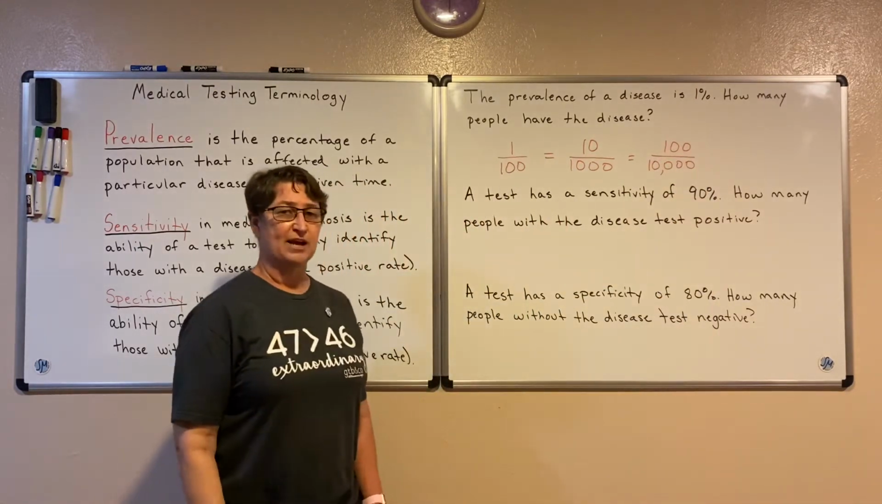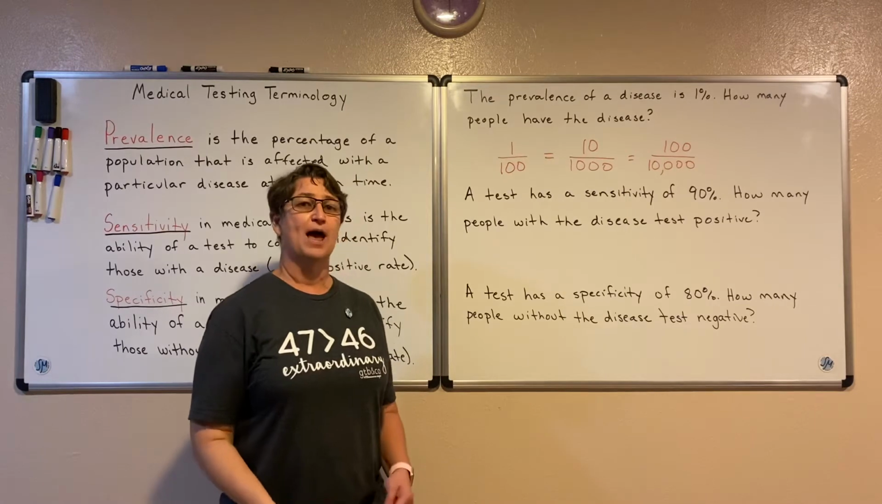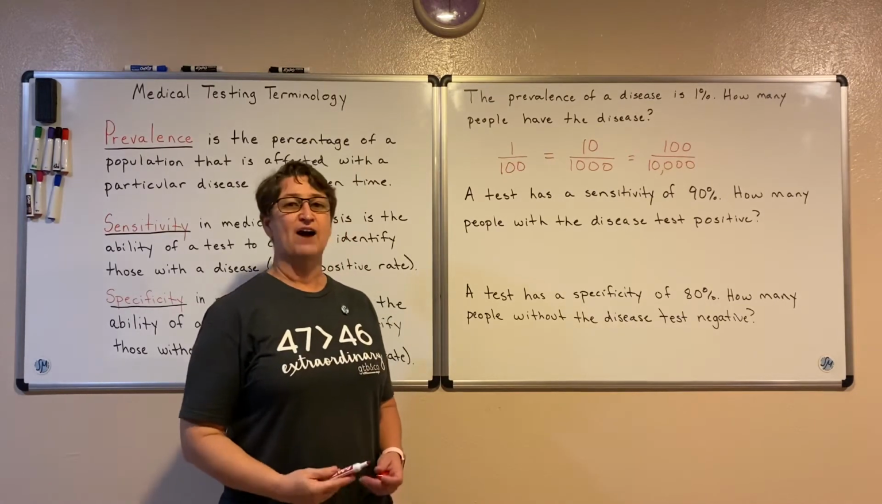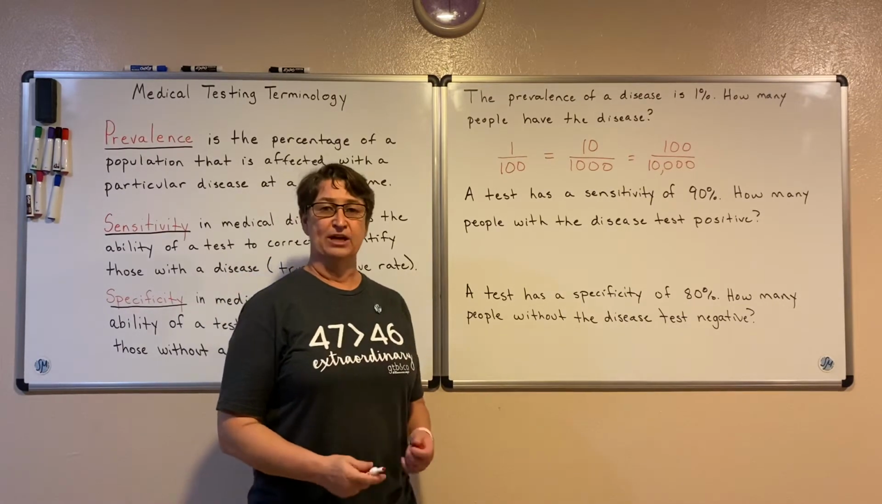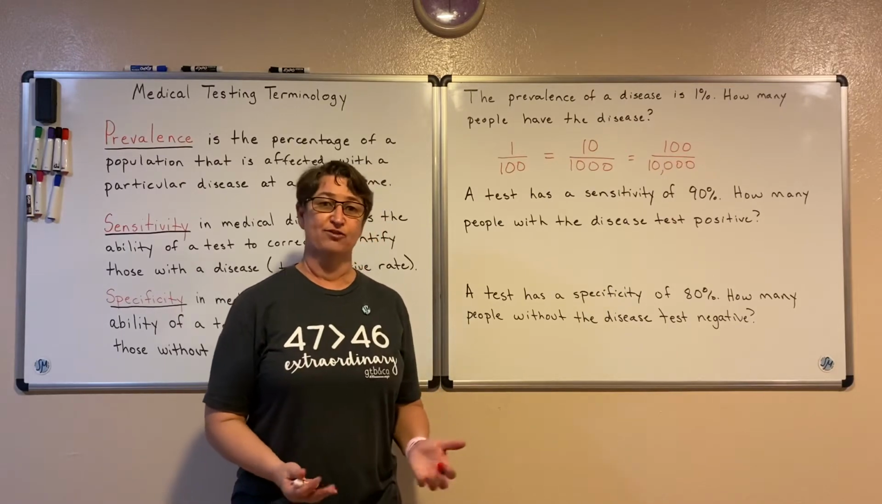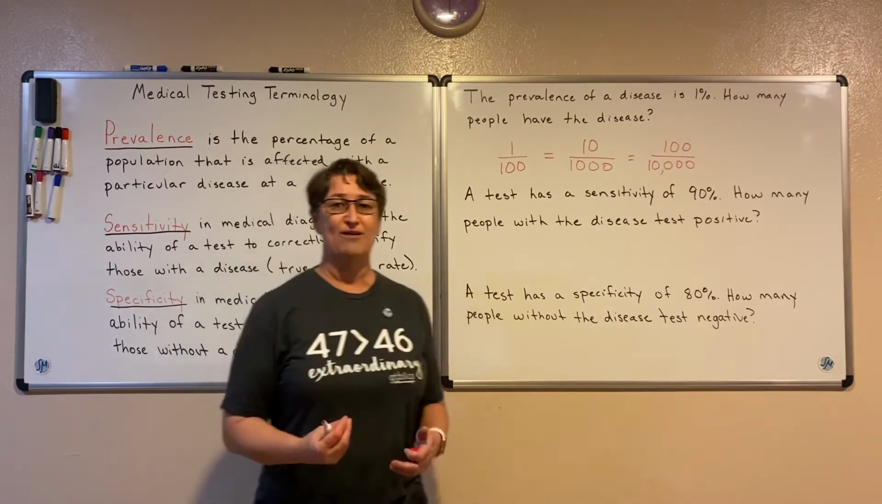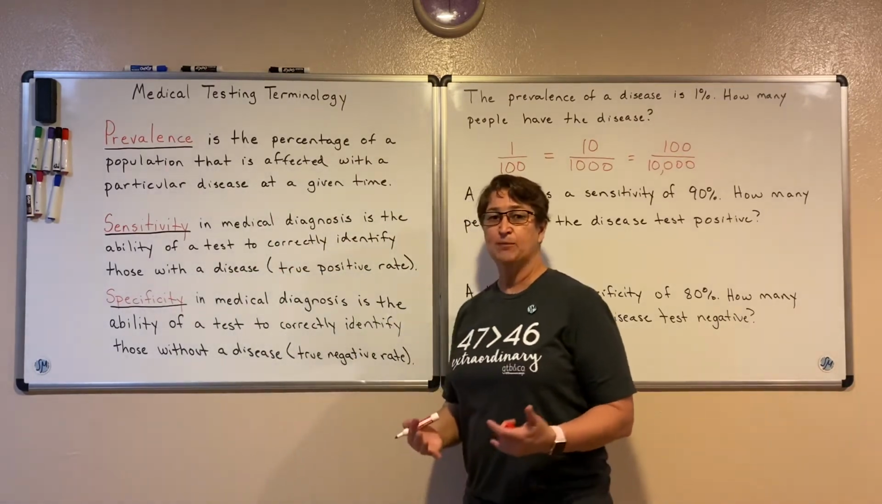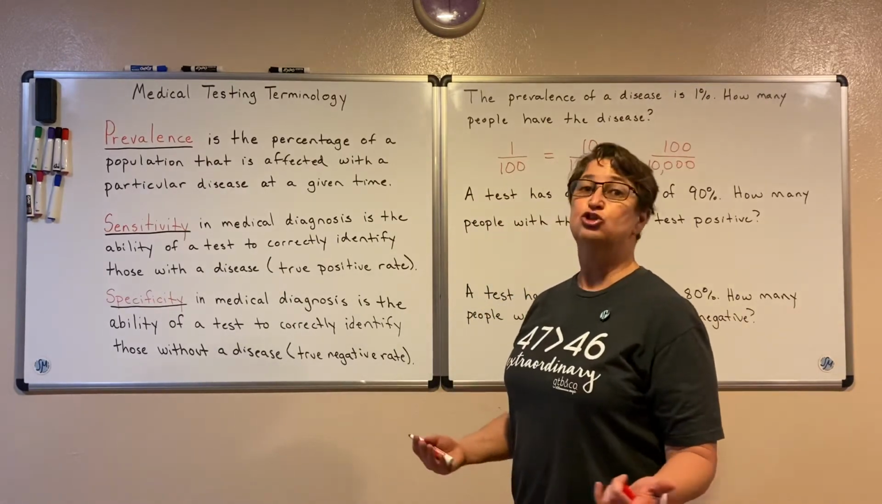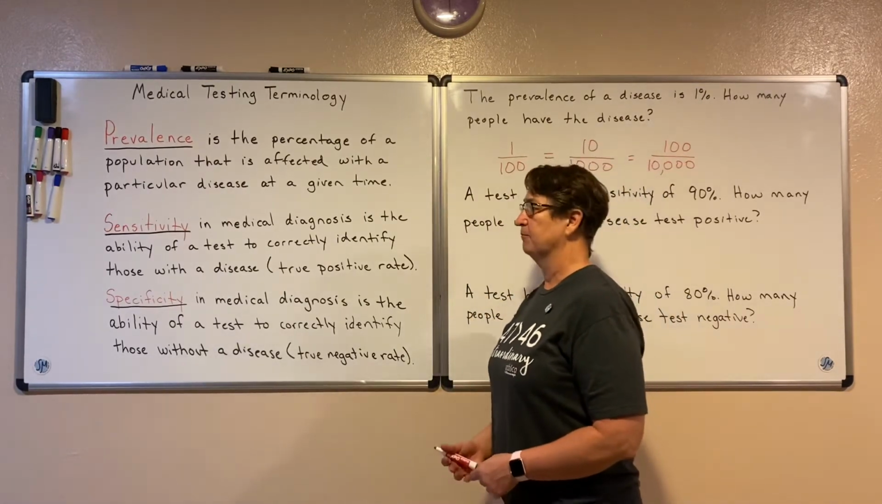So I just take my population and multiply it by 1% to find out how many people in that population should have the disease. So that's what the word prevalence means, is how many people out of your population should be affected by this disease.